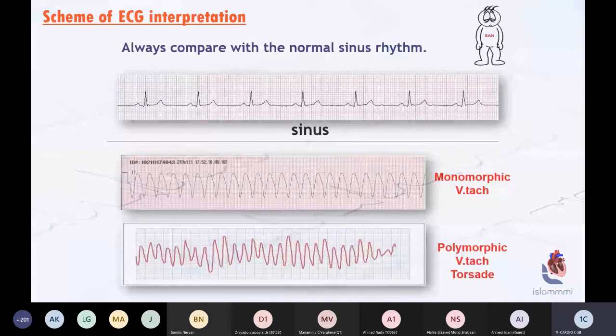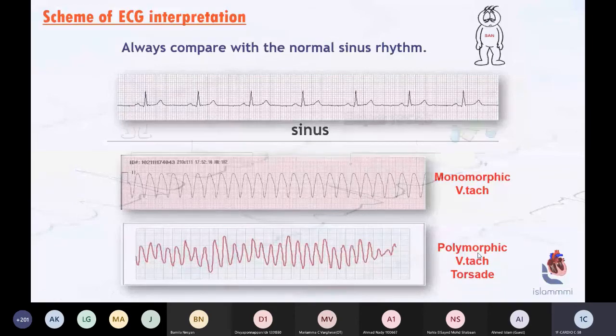And why do we call it tachycardia? Because the heart rate here is almost 150. So it's ventricular tachycardia. What is the difference between the up strip and the down? This is looking the same, that's why we call it monomorphic. Monomorphic is the same shape, and polymorphic means different shape.